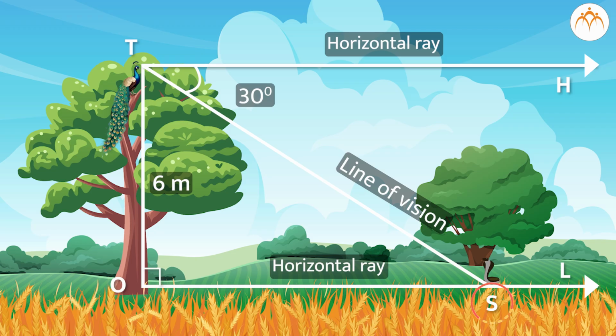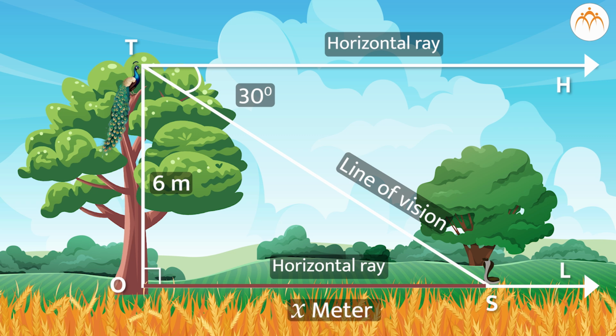Point S lies between point O and point L. Point S represents the position of the snake. Let the distance of the snake from the base of the tree be x meters, hence OS is equal to x meters.